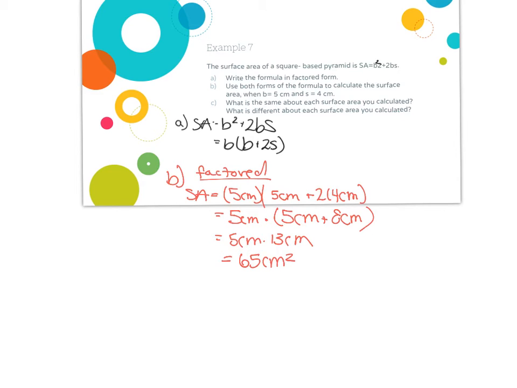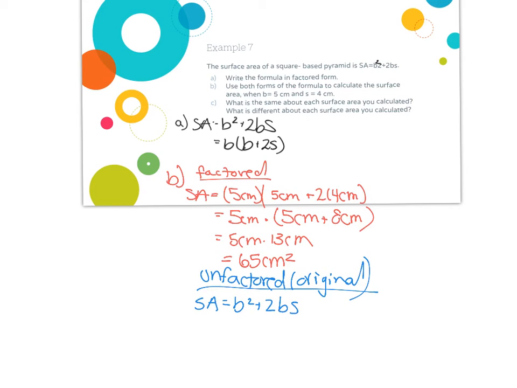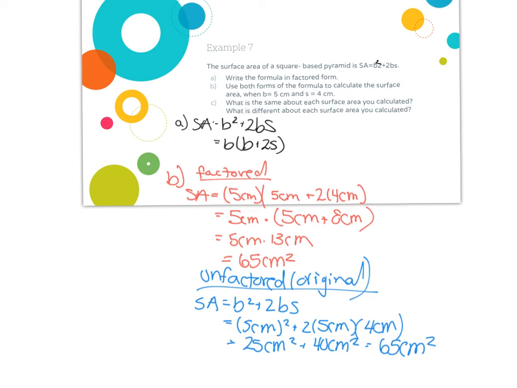If we use our unfactored, or original form, we can sub in surface area equals b squared plus 2bs. B was 5 centimeters. This is all squared plus 2 times 5 centimeters times 4 centimeters. We get 25 centimeters squared. And 2 times 5 is 10 times 4 is 40 centimeters squared, which gives 65 centimeters squared.